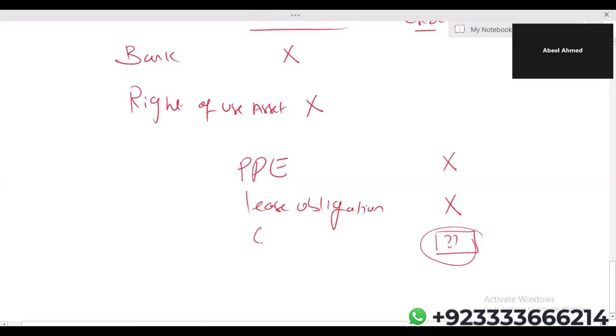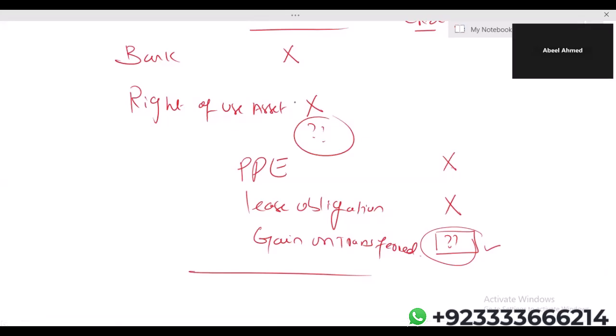If it is a gain on transfer, then it will be credited. If it is a loss on transfer, then it will be debited. So simply with the consideration which lessee has received, bank debit, right of use asset debit. How do we calculate right of use asset? I've explained all the possible formulae. Property, plant and equipment credit, lease obligation credit. If there's a gain on transfer, then it will be credited. Obviously, if there's a loss, it will be debited.